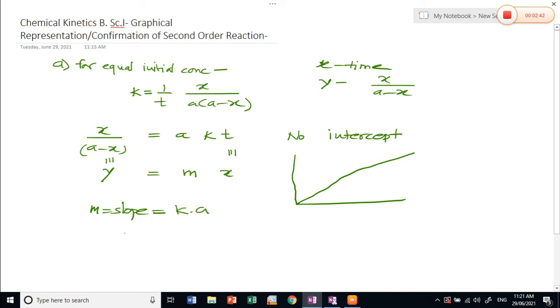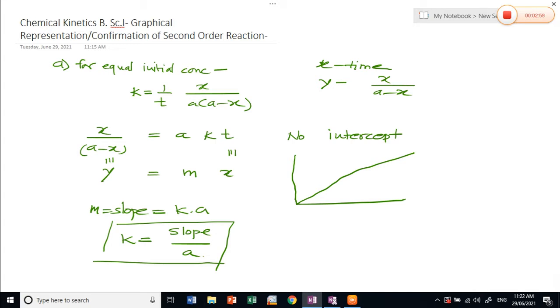Okay, so how can we calculate the value of k? k is equal to the slope divided by a. So this is the formula by using which you can easily calculate the rate constant. So this confirms the reaction is second order reaction. Okay.